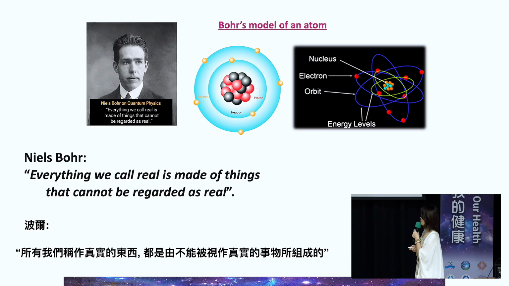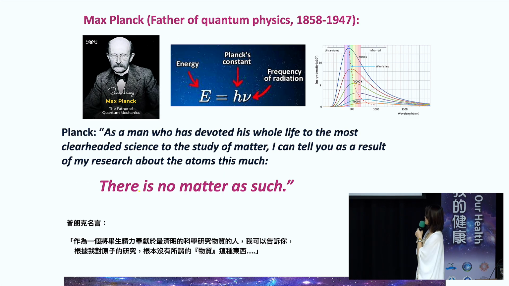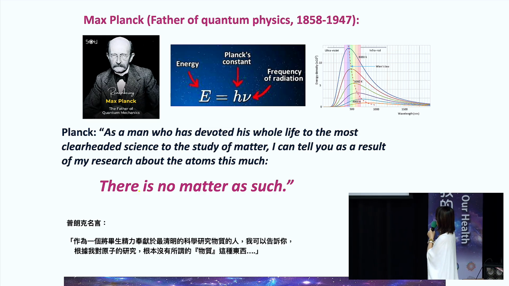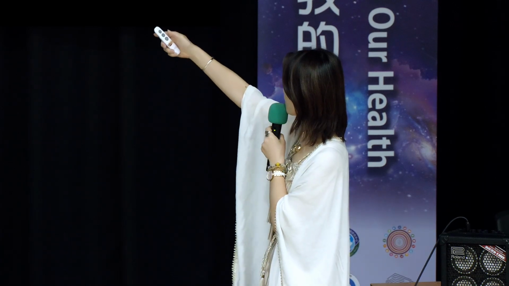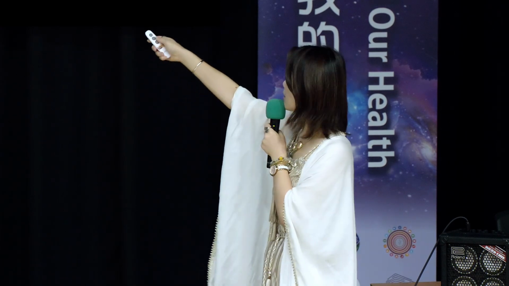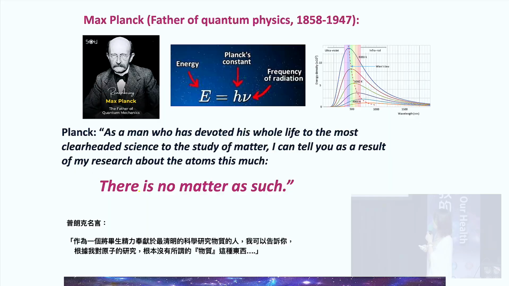However, there is an important quote from Bohr. He mentioned that everything we call real is made of things that cannot be regarded as real. And as also brought up earlier, Max Planck is a German physicist and is regarded as the father of quantum physics. As mentioned by Professor Wang earlier in the black body radiation, Planck proposed that energy should be quantized to explain the black body radiation. And this famous formula, E equals h nu, this h is named after Planck. That is the Planck constant.